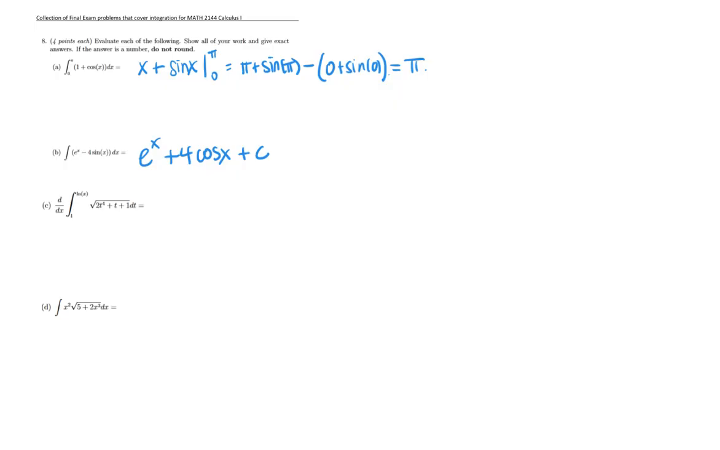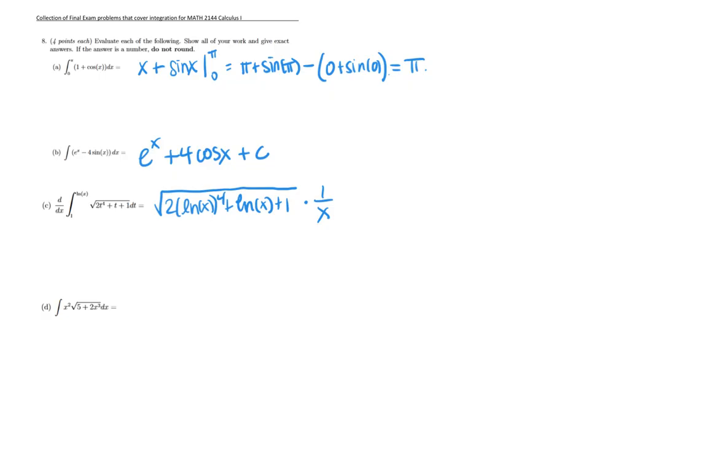Here I want to do the derivative of this integral. So this is going to be the fundamental theorem of calculus part 2, but I'm going to have chain rule as part of it. So the natural log x is going to go in for all the t's. So square root of 2 times ln of x to the 4th plus ln of x plus 1, times the derivative of ln of x, which is 1 over x. So that is chain rule.